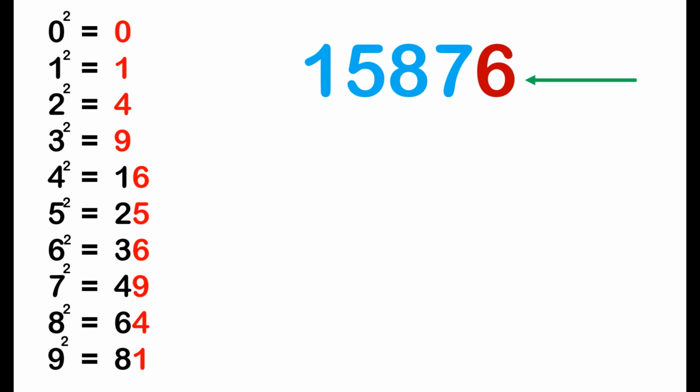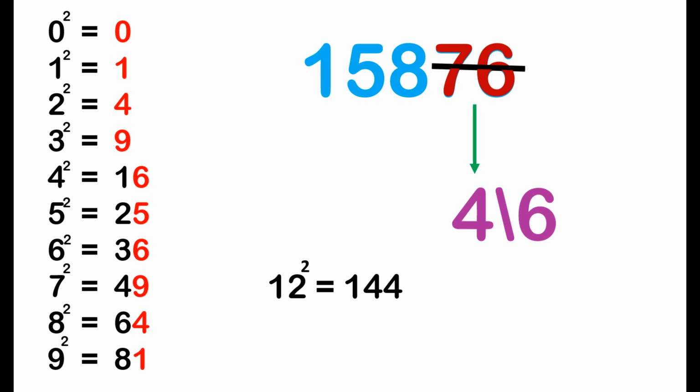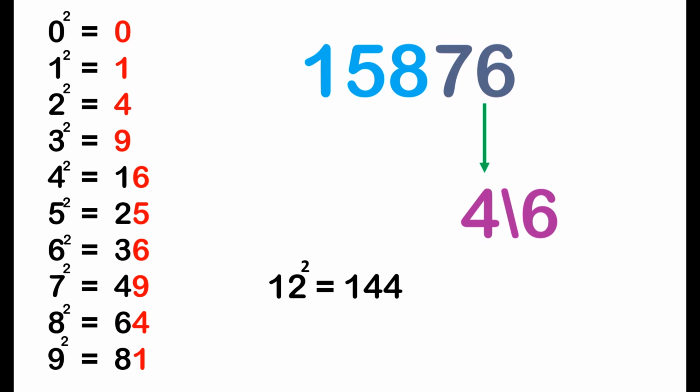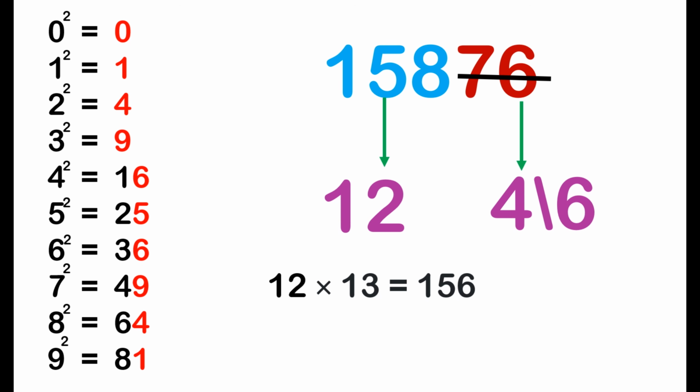Let us shift our gear to 5 and find the square root of 15876. Last digit will give us 4 or 6. Then cancel out the last 2 digits. Now find a square which is just below or equal to 158, which is 144 or 12 square. Then 12 times 13 equals 156. 158 is greater than 156, and thus we choose 6. So the answer is 126.